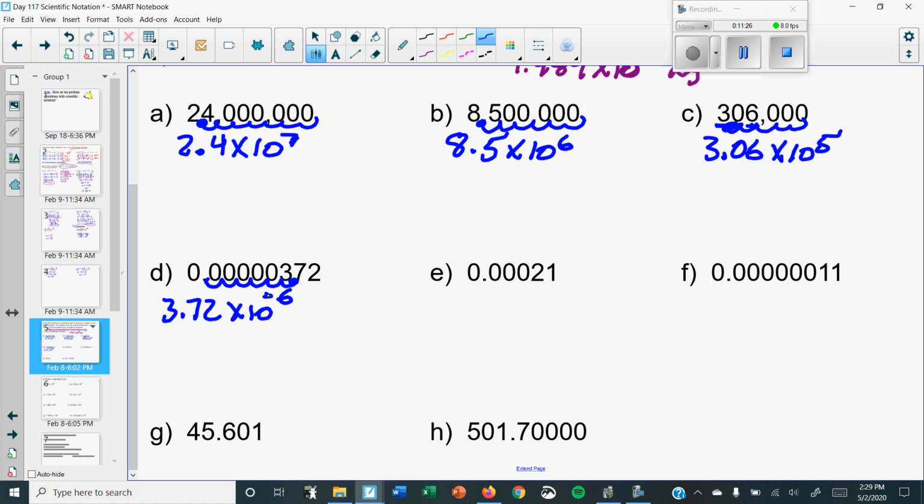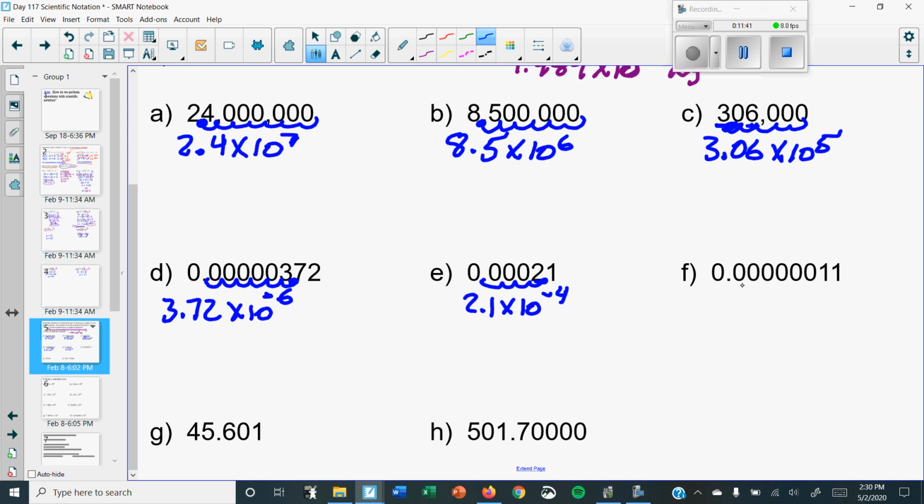Okay, so again, pick a new decimal. So 2.1. And now swoop. 1, 2, 3, 4. Times 10, but since it's a small number and we swoop to the left, it's negative 4. But again, your calculator can do all the work.